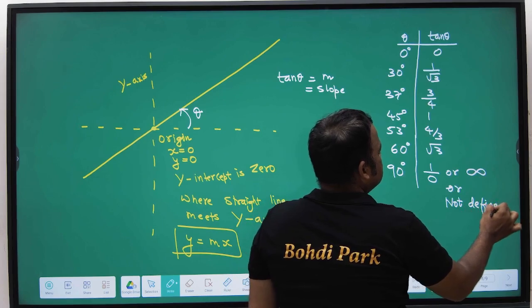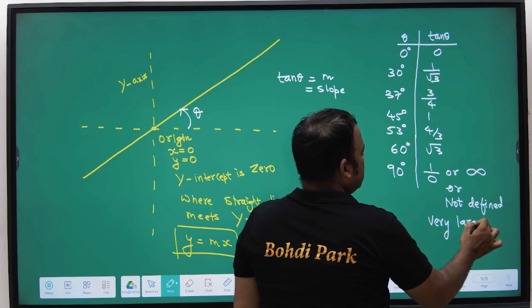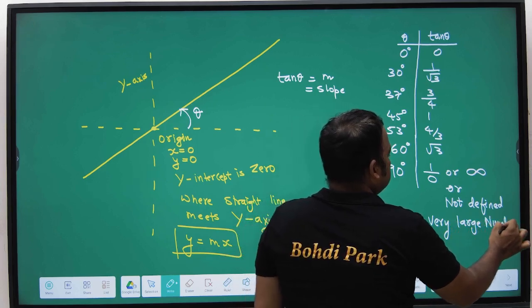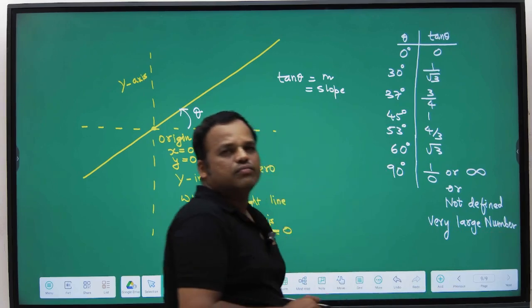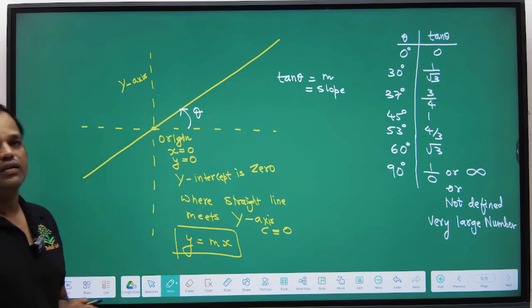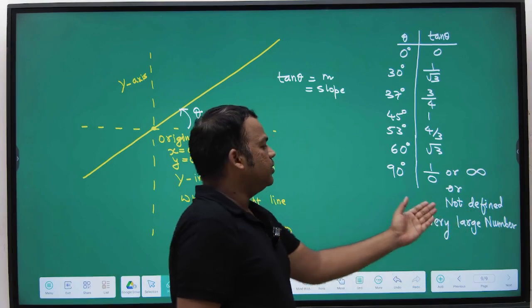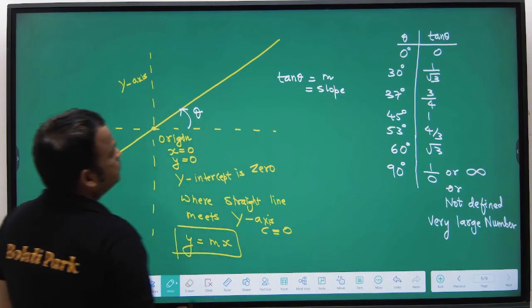It is a very large number. We cannot know what is that large number. So that's why we call it not defined. In mathematics, we call it not defined.